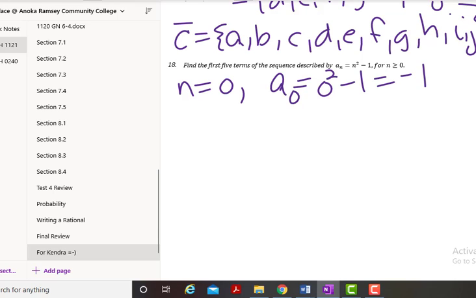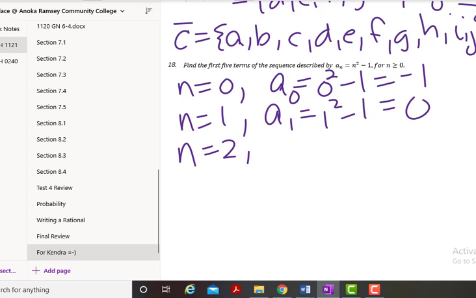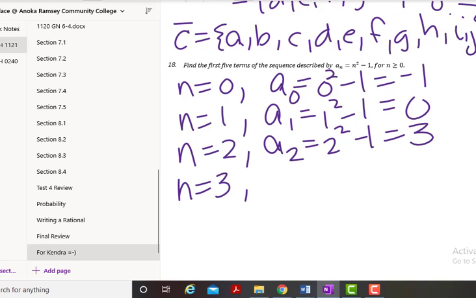That's the first term. The second term is when n is equal to 1. A sub 1 is 1 squared minus 1, or 0. That is the second term. N equal to 2 will help us find our third value. A sub 2 is 2 squared minus 1, or 3. To find our fourth term, we're just going to increase n by 1. We have n is equal to 3. A sub 3 is 3 squared minus 1, or 8.